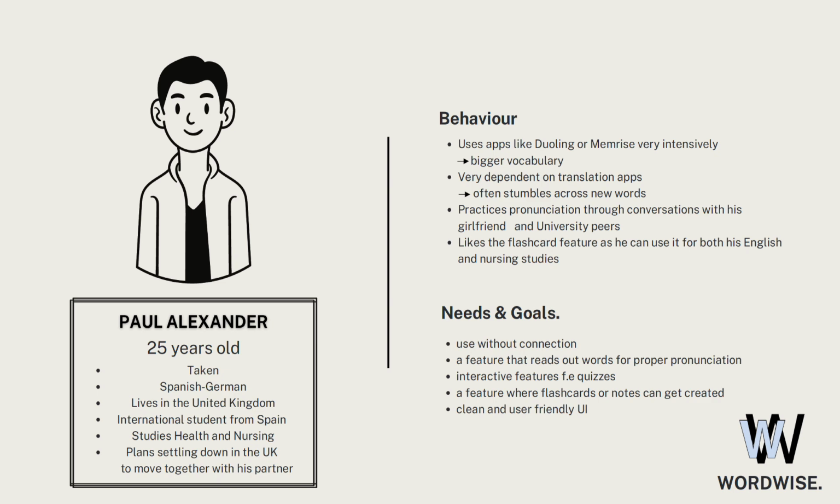Let's talk about his behavior. He likes to use apps like Duolingo or Memrise very intensively because he wants to gain a bigger vocabulary. He is also very dependent on translation apps because he often stumbles across new words. He is practicing his pronunciation through daily conversations with his girlfriend and university peers. He also likes to use the flashcard feature as he can use it for both his English and nursing studies.